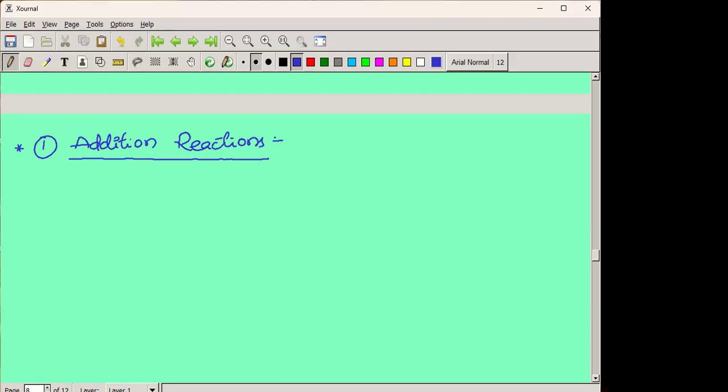What is meant by addition reaction? To the substrate, the reactant molecule, we add a reagent. So we get a substrate-reagent added product. This is considered the product. That addition product is called an adduct, and this type of reaction is called an addition reaction.